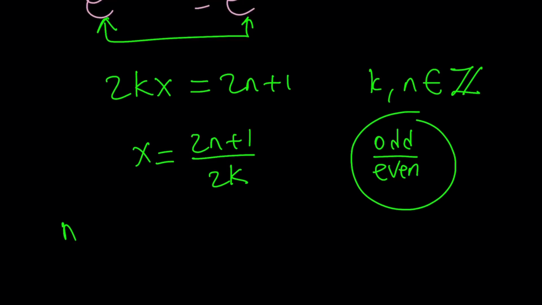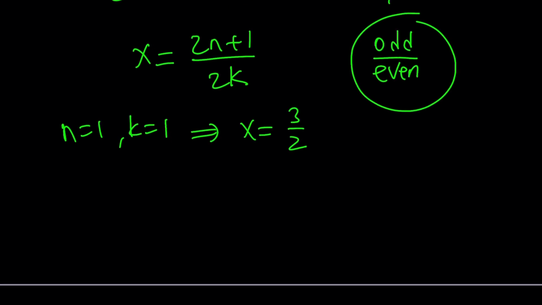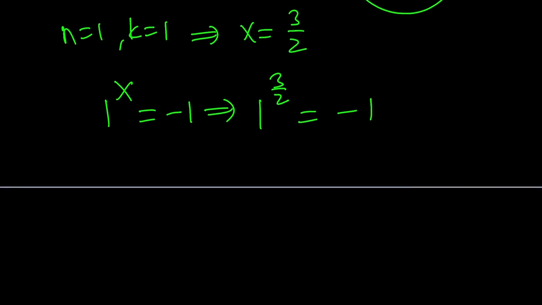For example, if n is 1 and k is 1, then we're going to get x equals 3/2. And then let's go ahead and plug it into our equation and see what happens. 1 to the power x equals -1. Replace x with 3/2. You get 1 to the power 3/2 equals -1. And you're probably thinking, how is this possible? Is this going to work if I square both sides, right? Let's go ahead and square both sides. We get I cubed equals 2. I mean, not 2, 1. It just didn't work. Okay, so this is not the real world. So things are a little different here.